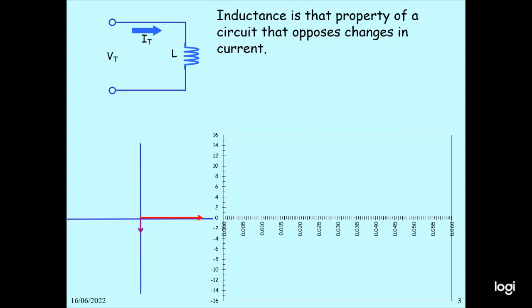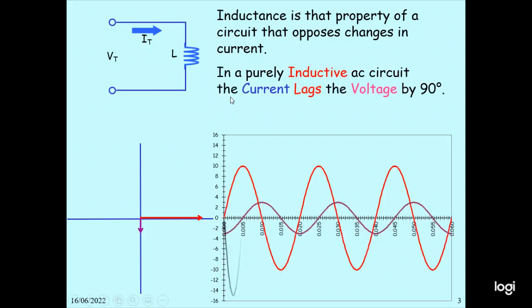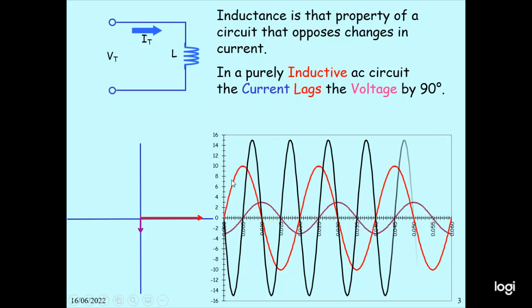change in current. When the current here changes, the inductance opposes it. So this is the electrical current here, and this is because of inductance. This bubble, the original current is red, but because of inductance, the current flowing into the inductance is this bubble one, so it will be changed. In a pure inductive AC circuit, the current lags the voltage by 90 degrees.